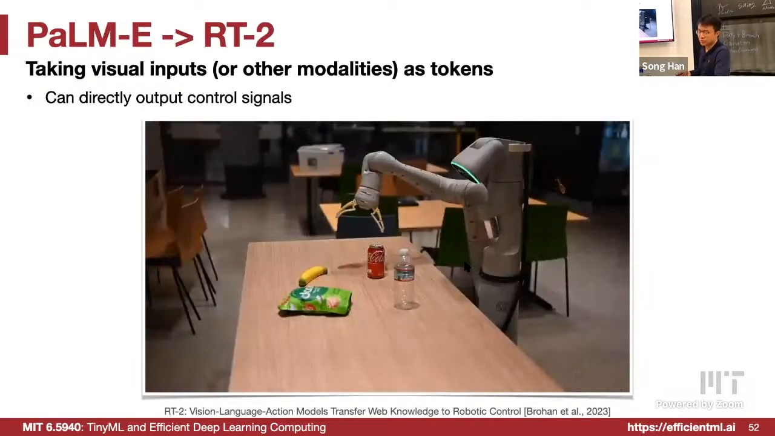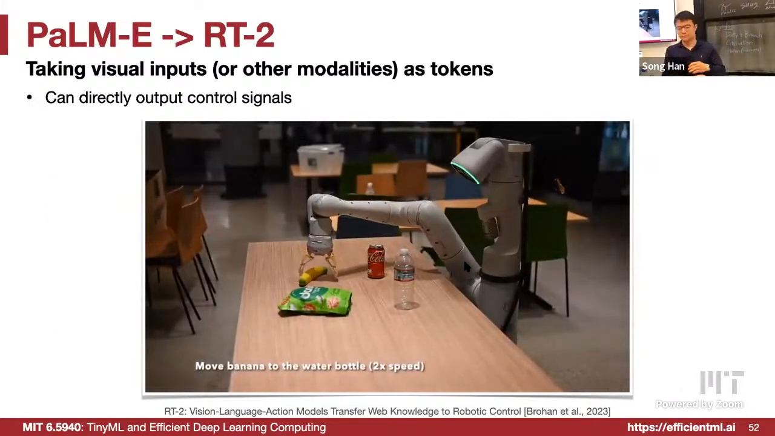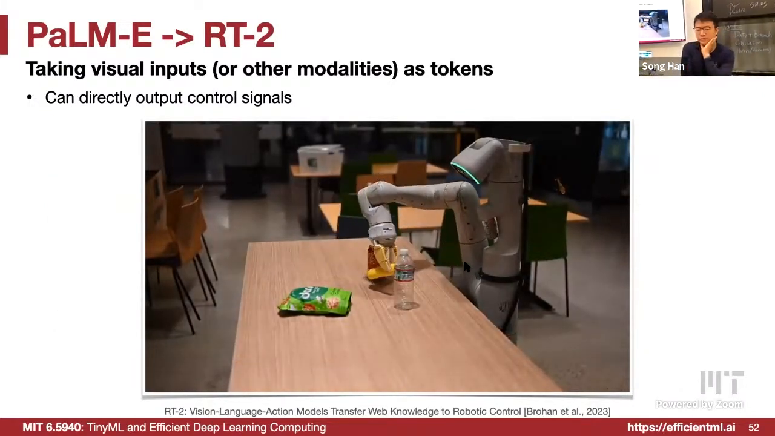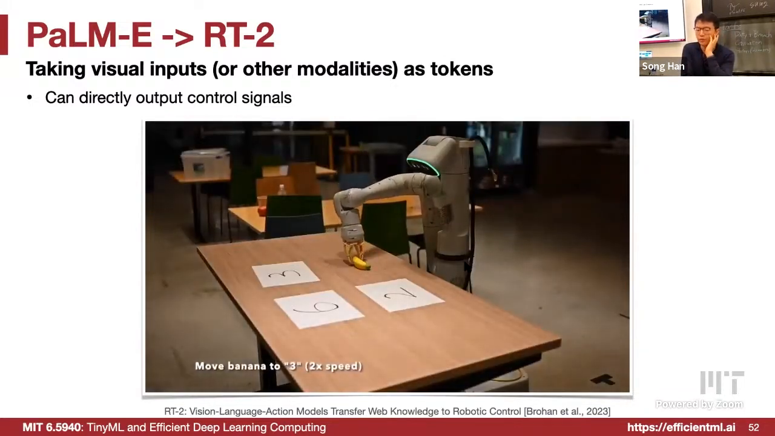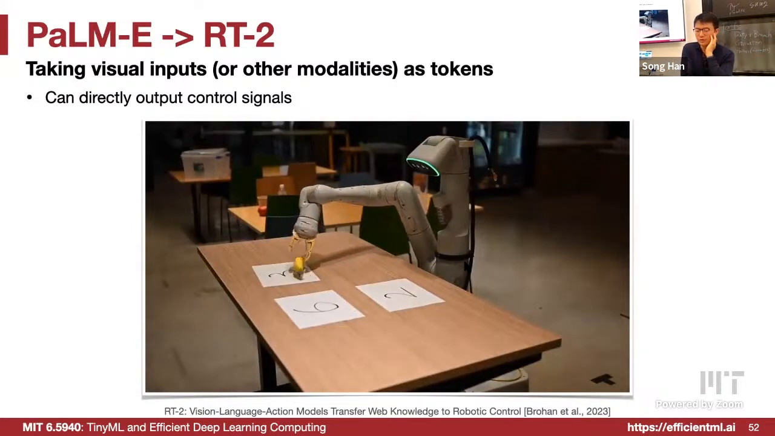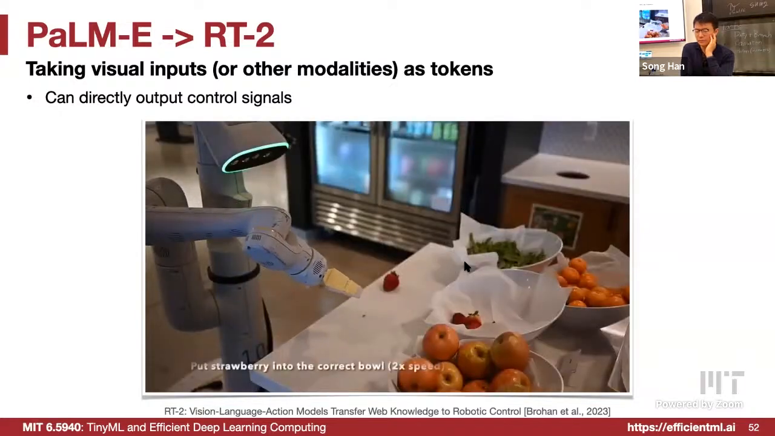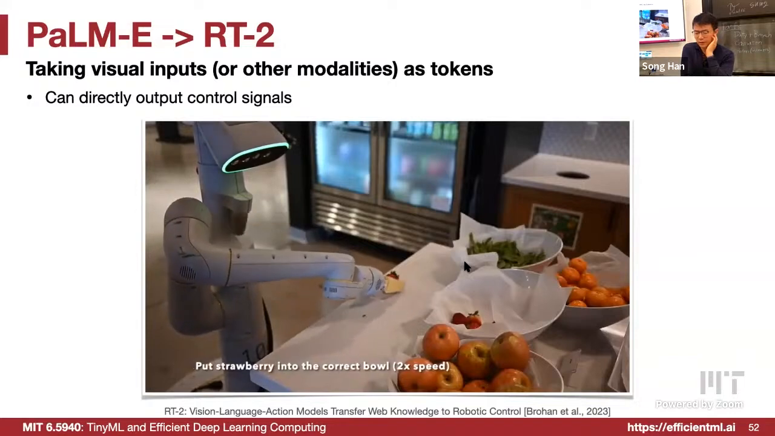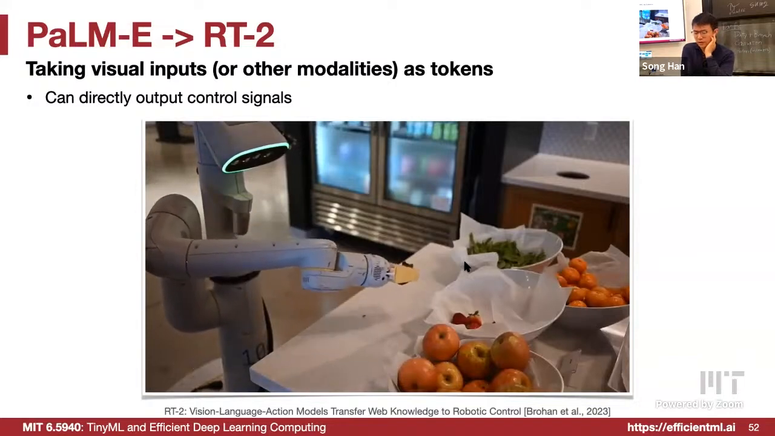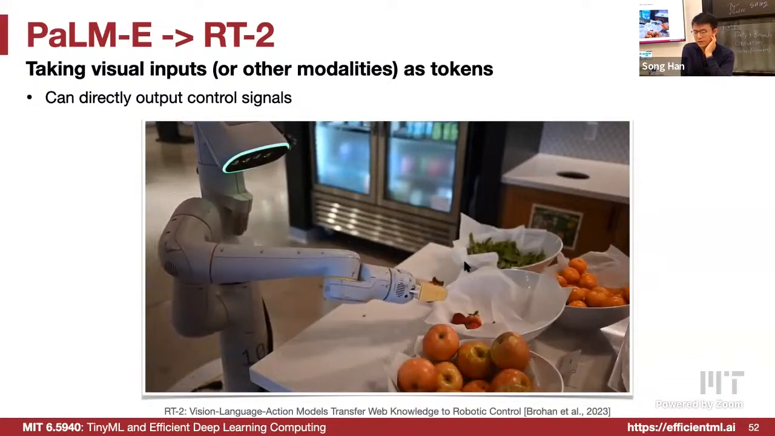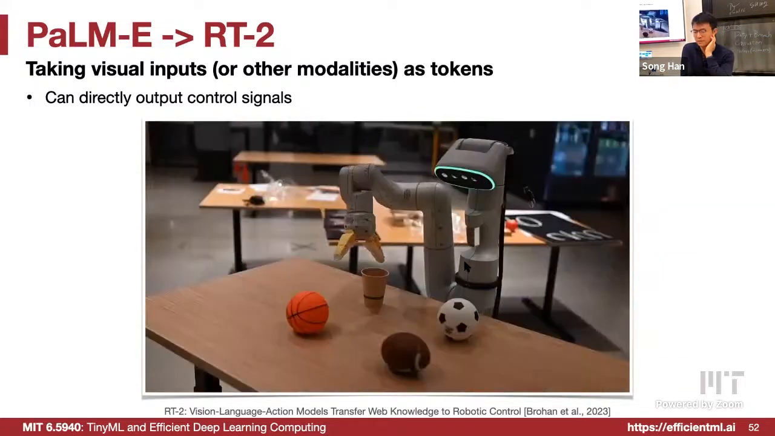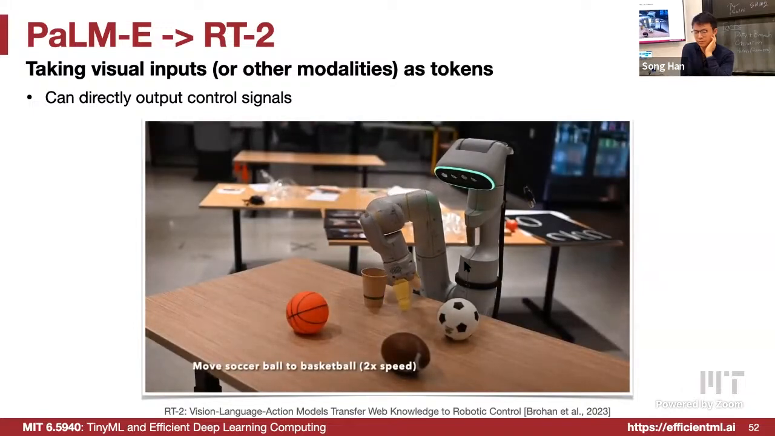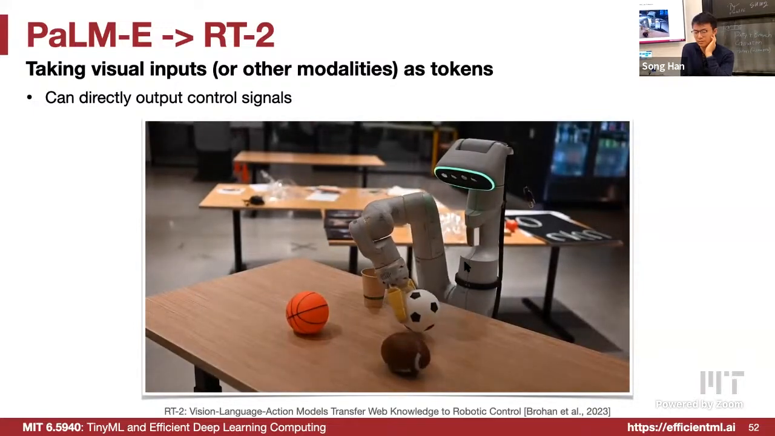This is a demo produced by PaLM-E, which led to the development of RT-2, taking visual inputs as tokens and directly outputting these control signals. For example, putting banana in the number 3. Here, the prompt is put strawberry into this basket. And here, move the soccer ball to the basketball.